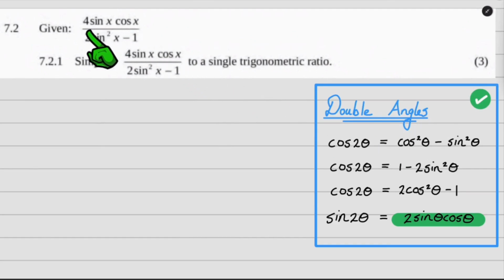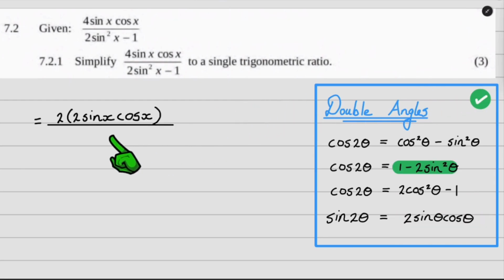So on the top, this 4 sin x cos x, I'm almost seeing this, but the 2 is a 4, so that's a problem. So how we overcome that is we break the 4 up into 2 times 2, and we write it like so. So you just say 2 times 2 will give you that 4. So nothing has really changed. I've just expanded upon it a bit.